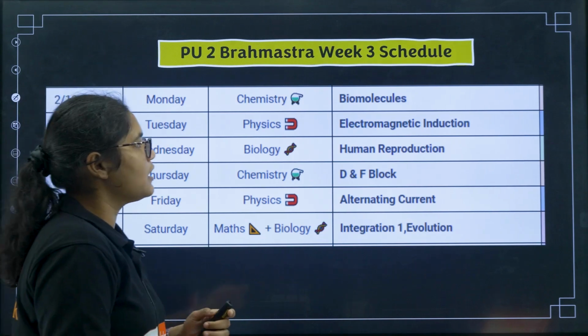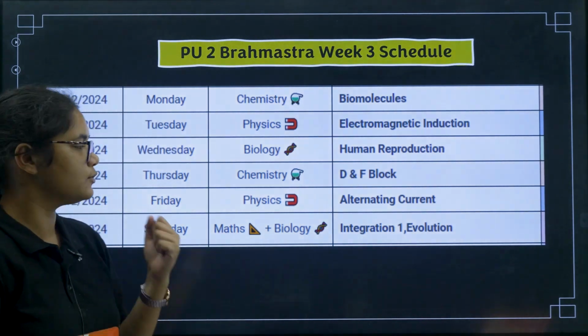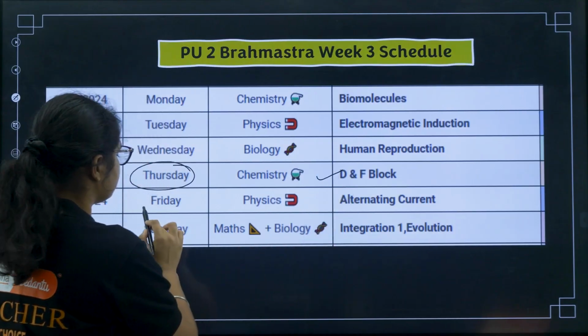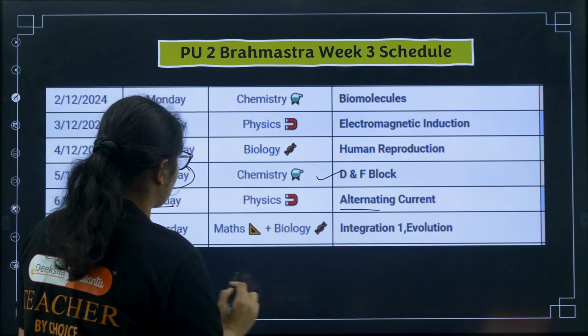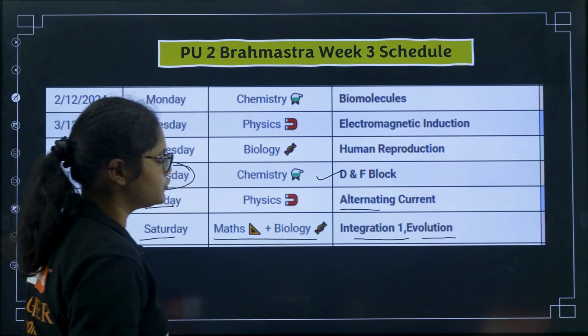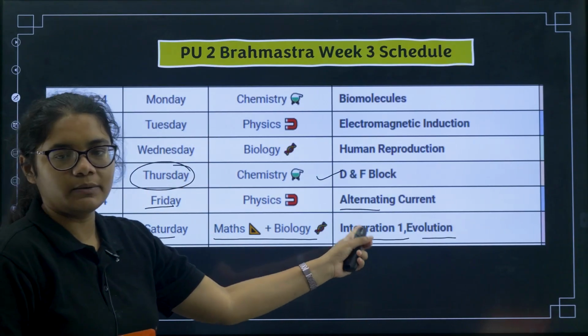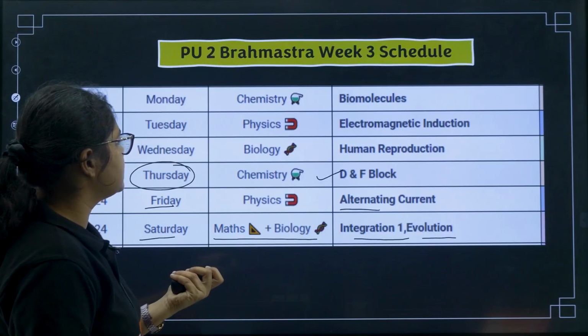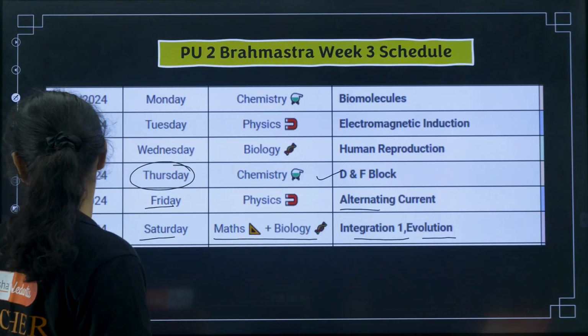So now coming to your week 3 schedule. We are now on Thursday, so we have completed this one. Friday you will be having alternating current. Saturday you will be having maths and bio, integration and evolution, and Sunday also the maths class will be integration part 2.